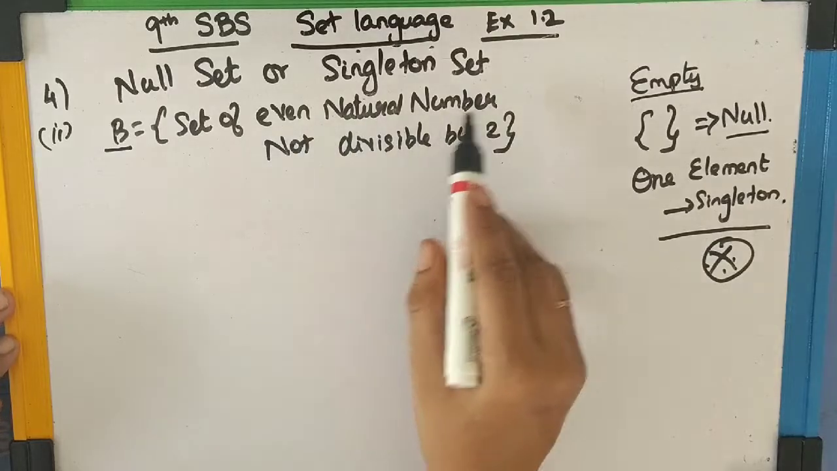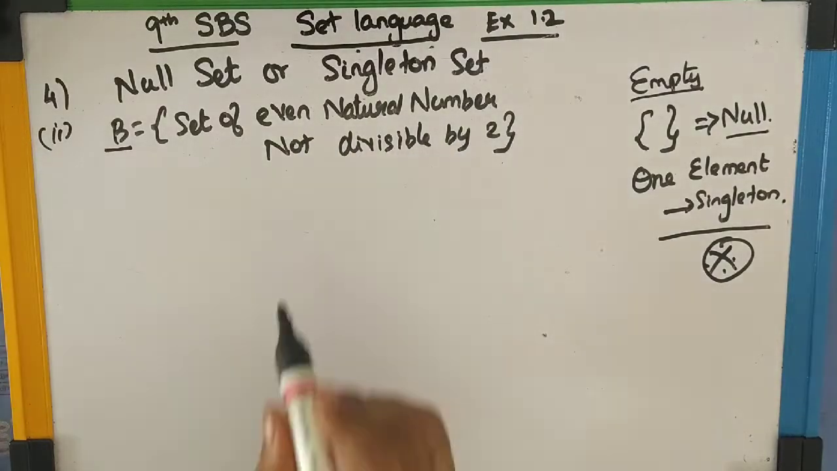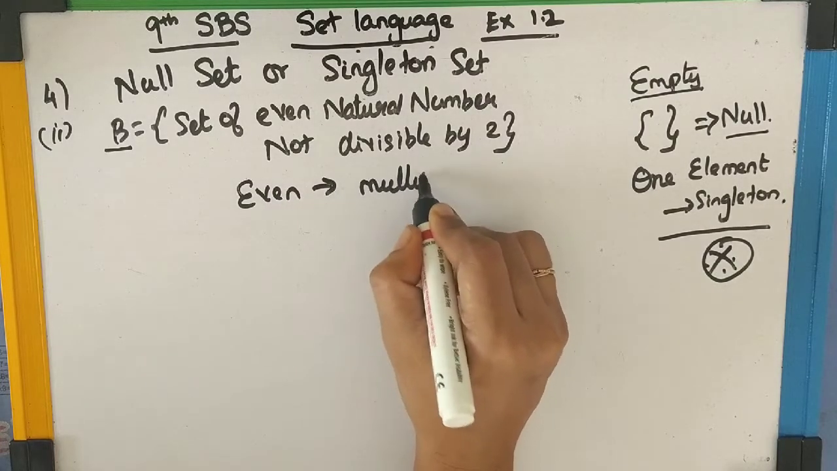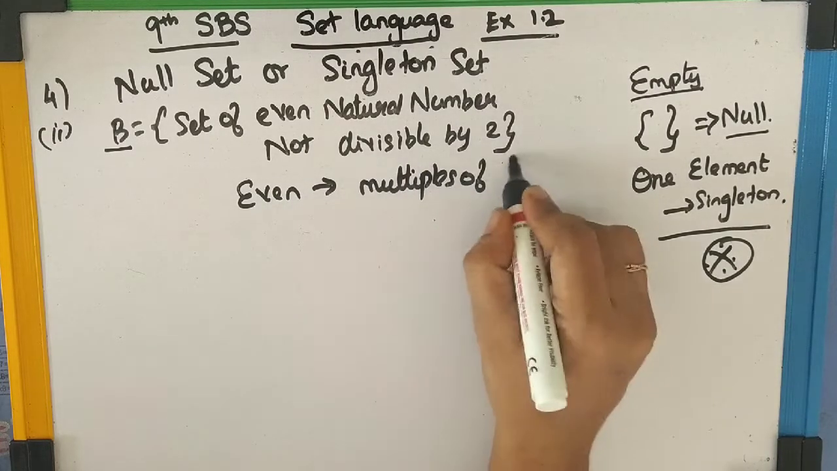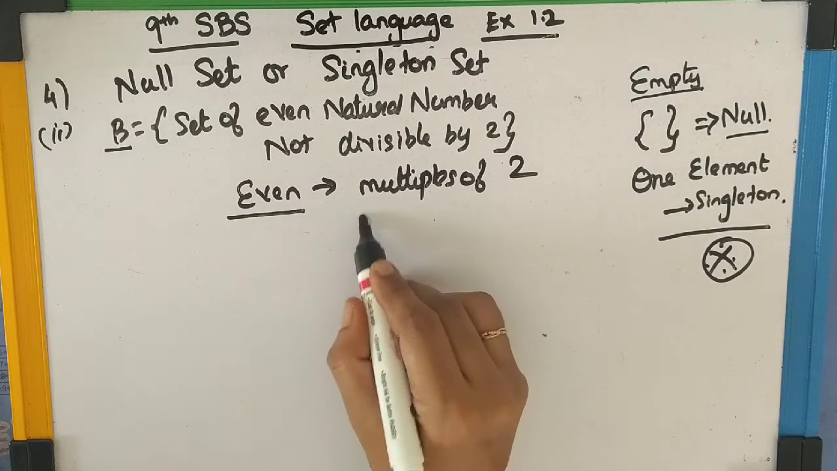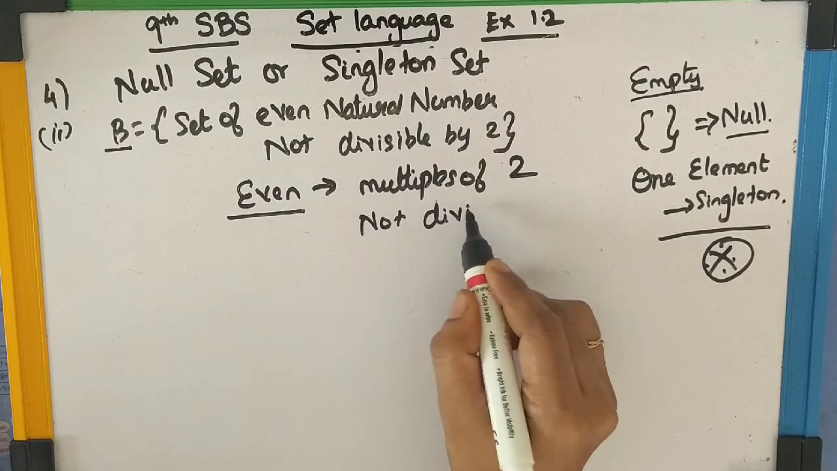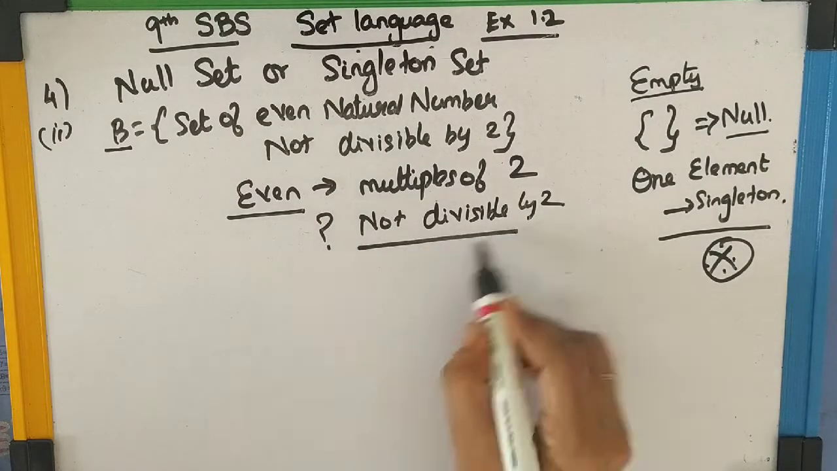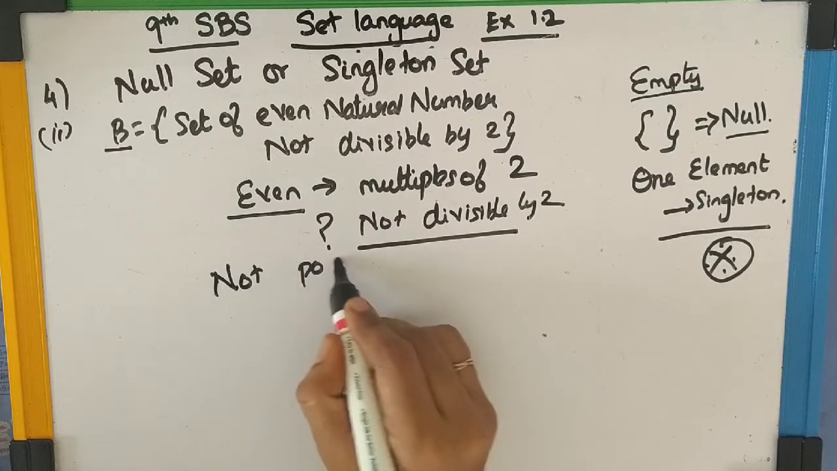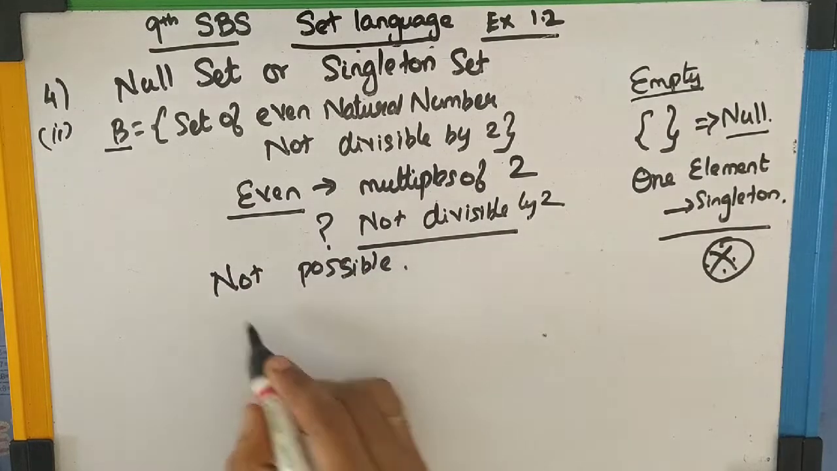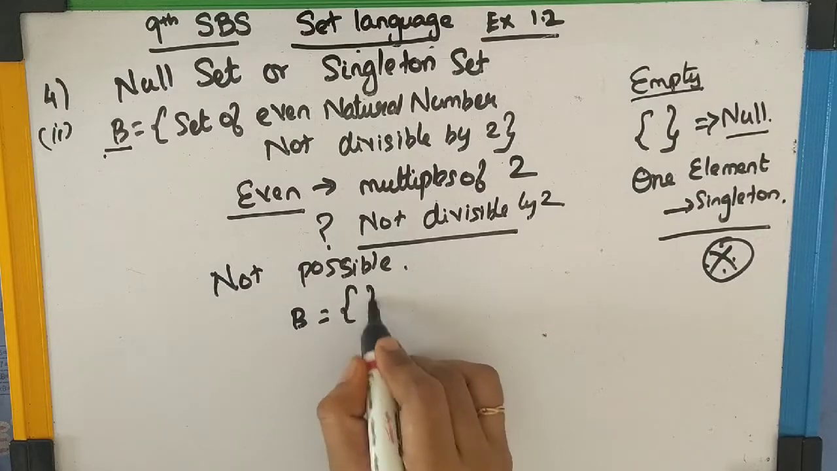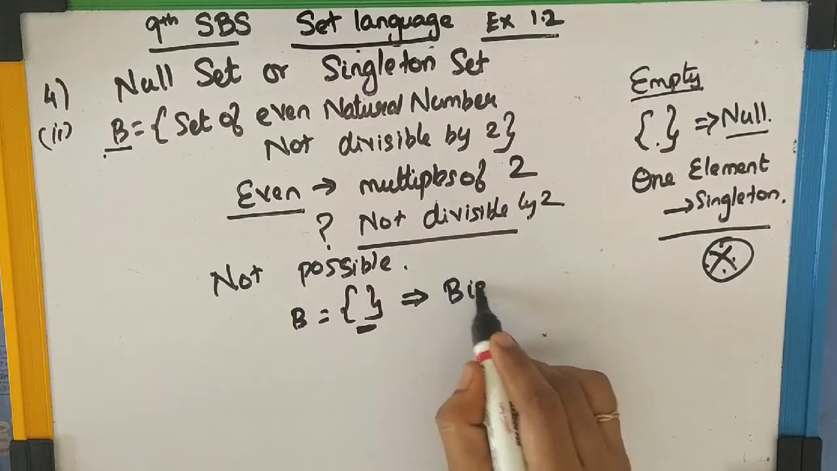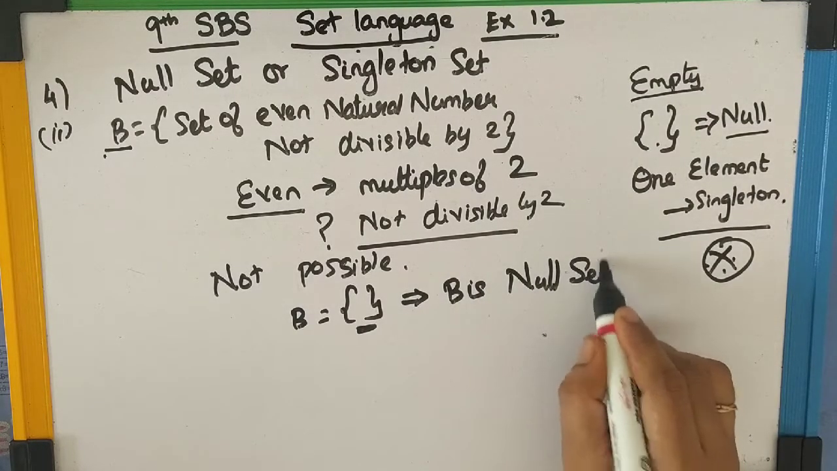Now let's go to the second question. B is equal to the set of even natural numbers that are not divisible by 2. Okay. First tell me, what is an even number? Even numbers are the multiples of 2. Right? So, an even number must be divisible by 2. Okay? An even number not divisible by 2, is that possible? No, isn't it? So, the set B is an empty set because there is no even number which is not divisible by 2. Okay? So, B is absolutely an empty set. So, B is a null set. Understood?